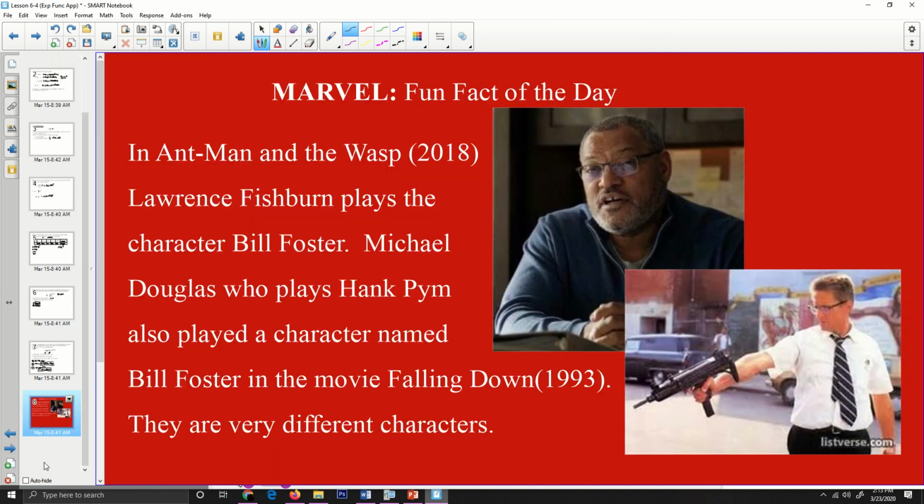Well, that's all I got. So the Marvel fun fact of the day, Ant-Man and the Wasp 2018. Lawrence Fishburne plays the character Bill Foster. Michael Douglas, who plays Hank Pym, is also in Ant-Man and the Wasp, but he played a character by the same name of Bill Foster in the movie Falling Down from 1993, which is a very different movie, as evidenced by Mr. Douglas carrying an Uzi. Both movies are excellent in my opinion, but they are very different characters.